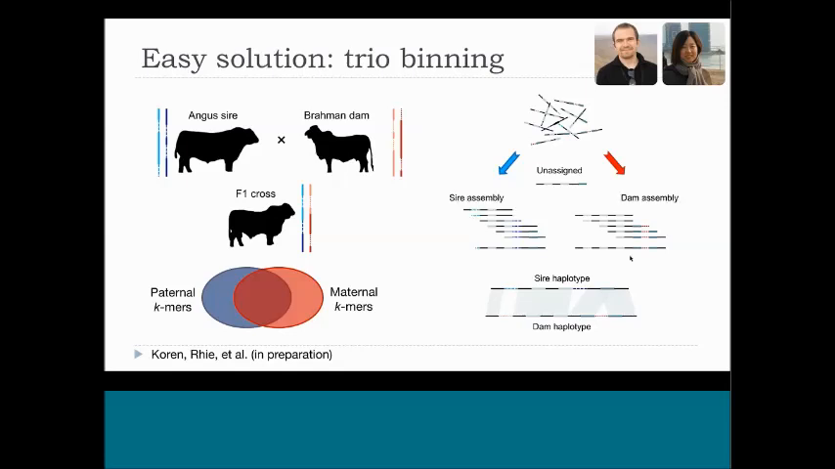And so you simply go through the long reads of the F1 and classify each read individually prior to assembly. Does this read have more unique k-mers from the mother, or does it have more unique k-mers from the father? And you separate that into two bins, so hence why we call this trio binning. So we now have a sire and a dam bin, and we assemble those individually, completely separate from one another, and that results in complete haplotypes for the F1, both the sire haplotype and the dam haplotype in this case.